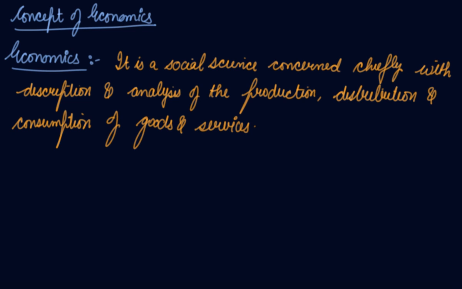See, whenever you produce something, you earn an income. When you distribute the goods and services to the rest of the country, again you earn an income. And with the consumption, you spend your money, but while spending the money, it is the income of some other person. So it is a social science concerned chiefly with description and analysis of the production, distribution and consumption of goods and services.